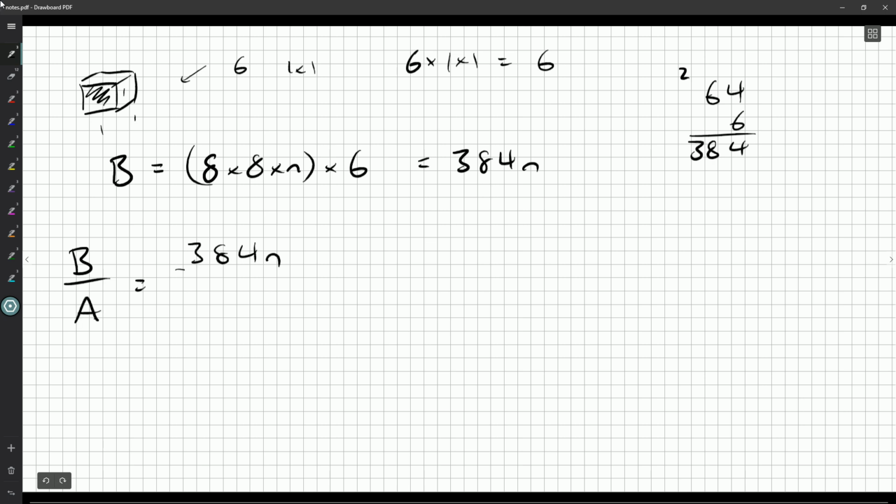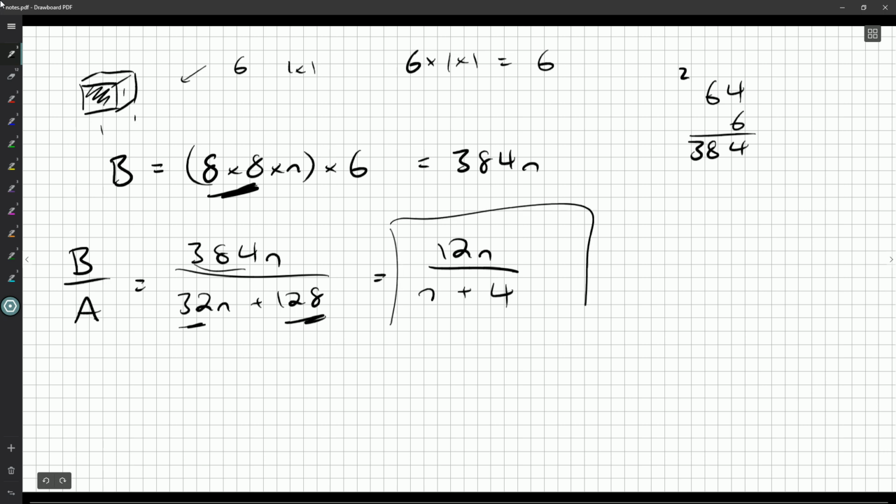Okay, so 384n over 32n plus 128. One thing I can immediately notice, thanks to these 2 8s, is you can definitely divide by at least 32 everywhere. So that'd be 2 times that, so it'd be 12n on top. 32n divided by 32 is just n. 128 divided by 32 is going to be 4. So we really need this expression, 12n over n plus 4, to be an integer.